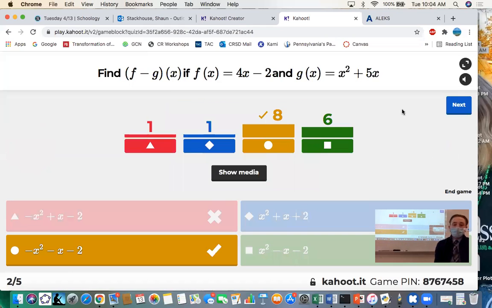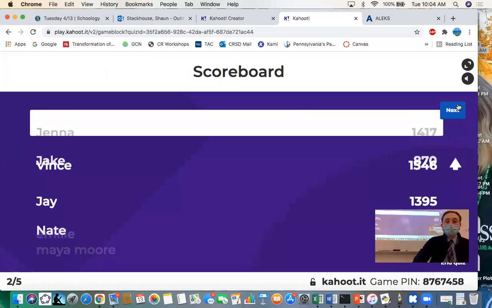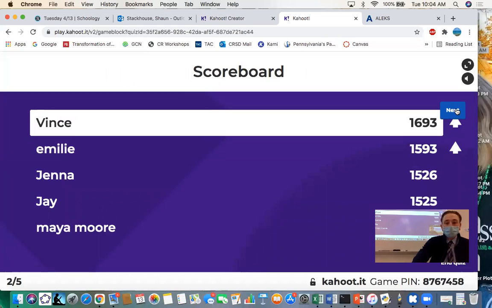All right. So looks like the difference there between the C and D answers. Remember, you're distributing the negative sign in your second function. So it'd be 4x minus 2 minus x squared minus 5x. So that's how we get the negative x squared in the beginning of our answer there. So be careful with the sign changes.